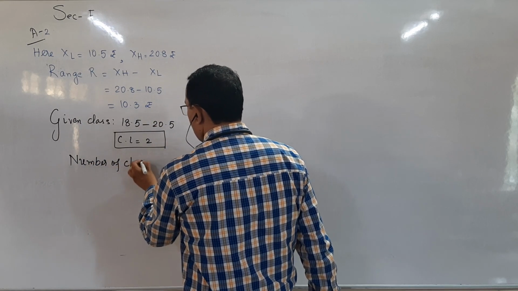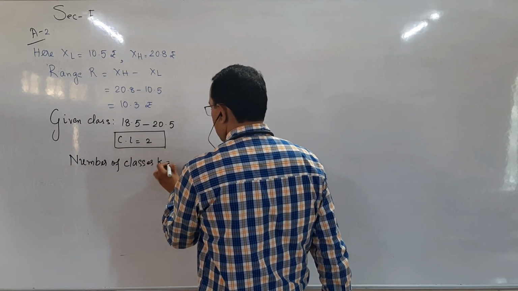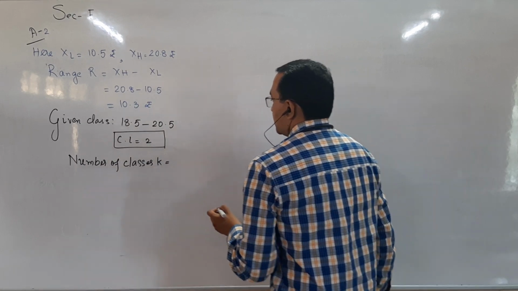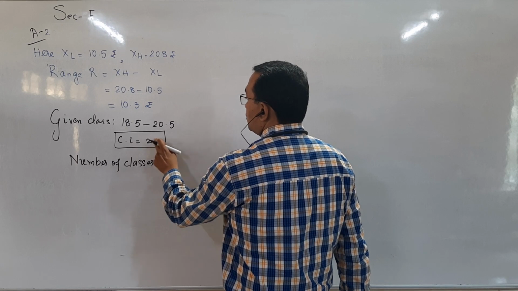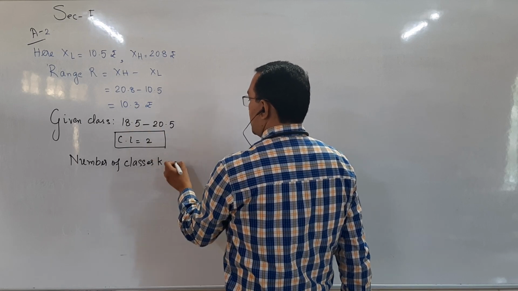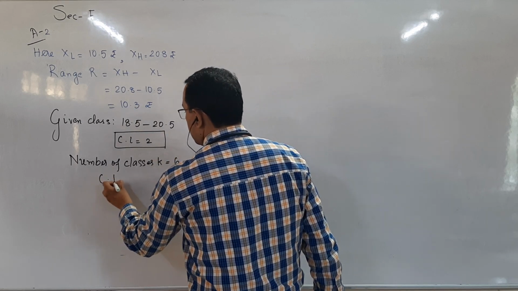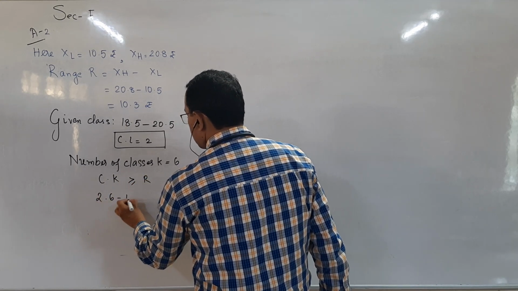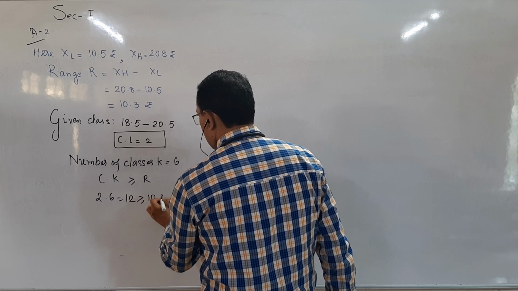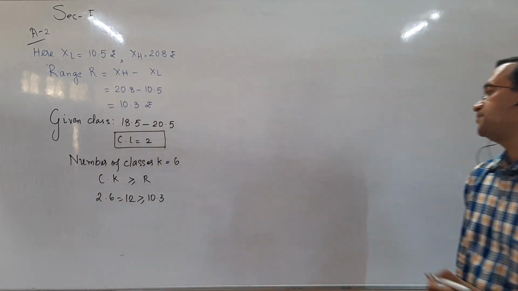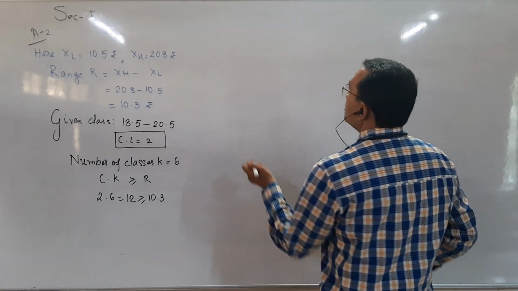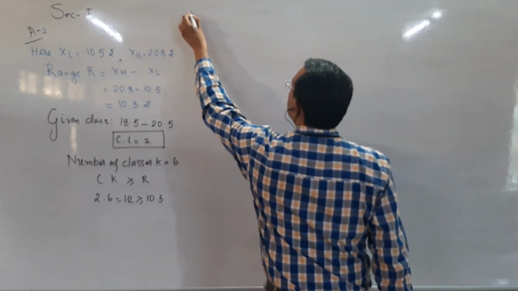Number of classes K. Suppose, students, if I take 5 classes, then 5 into 2 is 10, that is less than 10.3. So I will take 6 classes, so that C into K is greater than or equal to R. 2 into 6 is 12, and that is greater than or equal to 10.3.